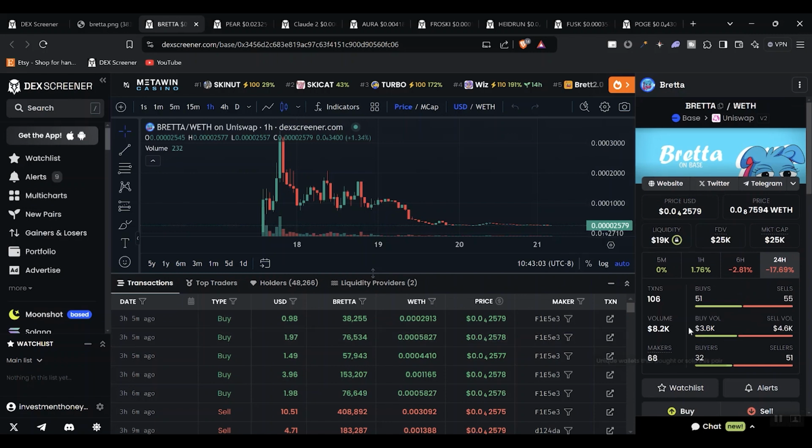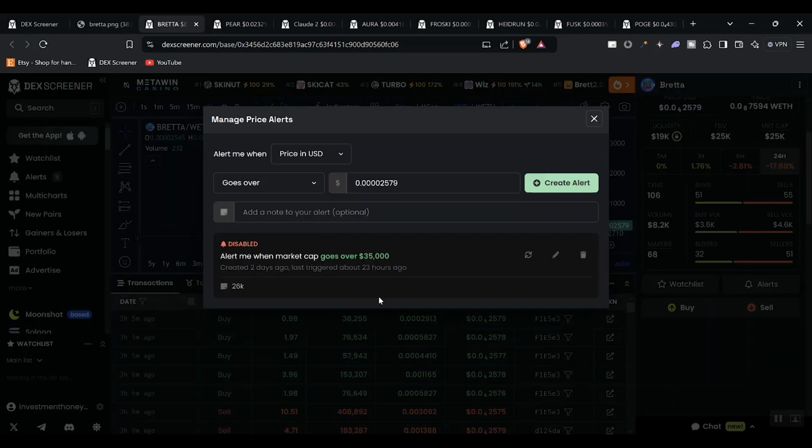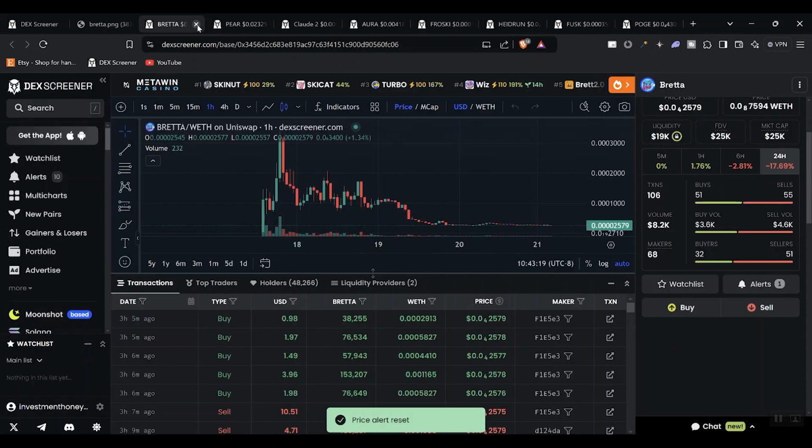Okay, so 25. As far as this alert is concerned, it makes sense to keep this alert, so I don't need to set another one. I don't want to set it for an under because it doesn't make any sense sitting where it's already at. So we're just going to click on this button to reset the alert. All right, so there we go. That's that on Bretta.